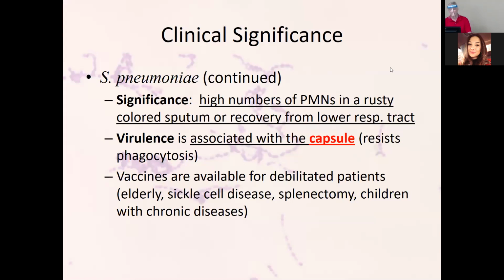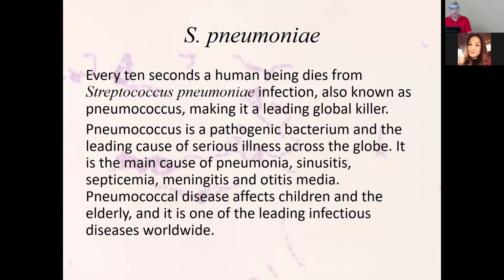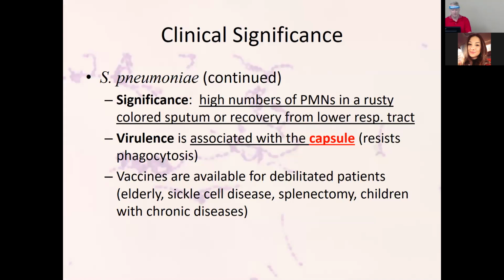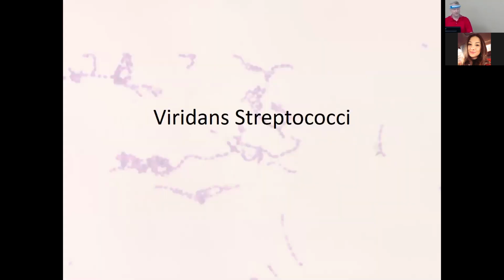Virulence, it has that capsule. We already talked about it, so that's a review. And we do have vaccines available for strep pneumo. Okay. So if it's the biggest cause of bacterial pneumonia, what do we ask our patients when they come in? Have you had the pneumonia vaccine? Now you know what the pneumonia vaccine is for, right?